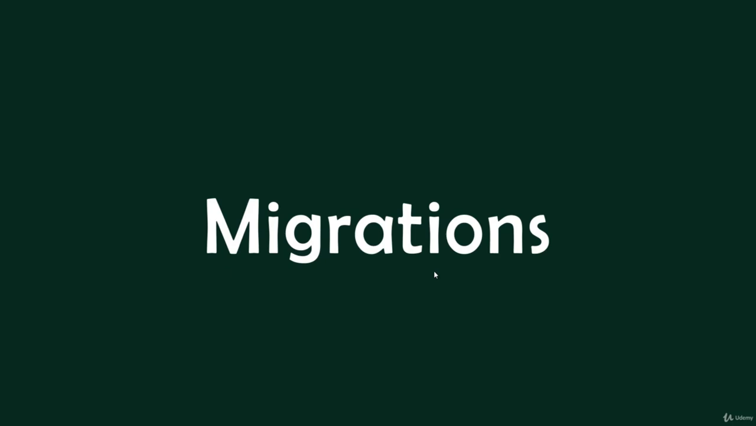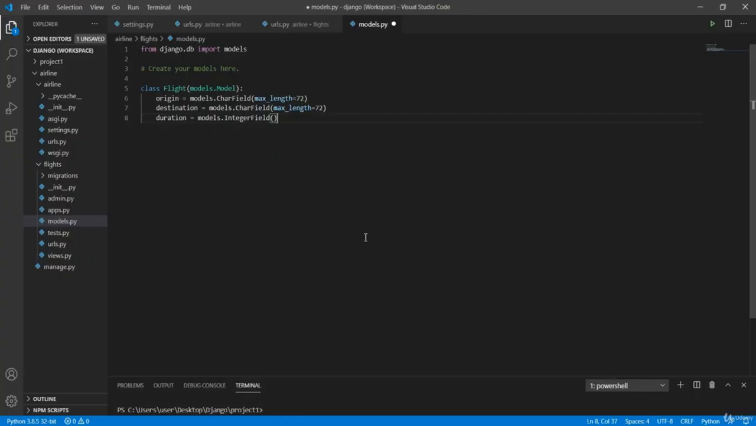In this video, we'll be looking at migrations. So let's go and see the application that we've been working on. This is the class model, that flight model that we've created that has three variables: the origin, destination, and duration. The origin and destination are character fields with a maximum length of 72, and the duration is an integer field, as you can only enter integers.